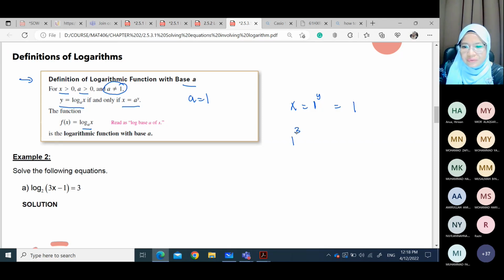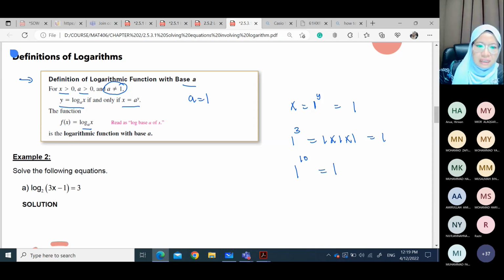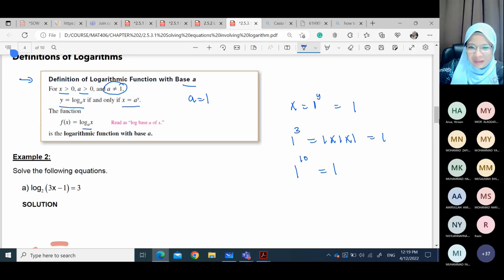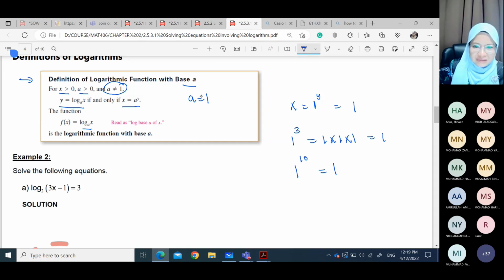Katakan y kuasa 3. So apa maksud kuasa 3? Maknanya kita darabkan dengan nombor yang sama, 1 times 1 times 1 sebanyak 3 kali. So 1 times 1 is 1, 1 times 1 is also 1. So let's say we have 1 to the power of 10, the answer is also 1. Sebab tu dia kata a cannot be equal to 1. So if a equals to 1, the answer is always 1. Okay? Jelas? Sebab tu a tak boleh 1.